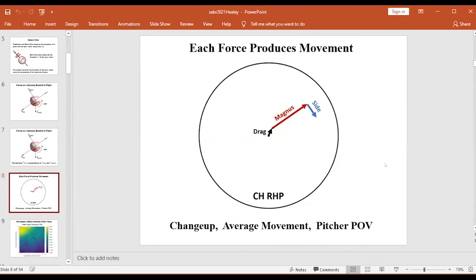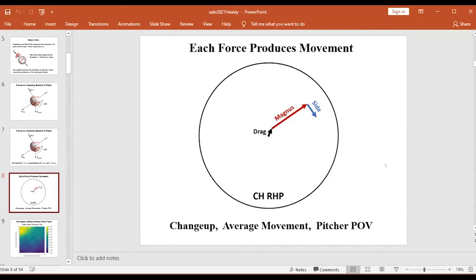Now, each one of these forces produces movement. So what we have here is a changeup, an average 20-20 changeup from the perspective of a right-handed pitcher. And we're showing the movement from 40 feet, and this circle has a radius of 12 inches. So you can see the contributions of the drag, the Magnus, and the side force to the movement.